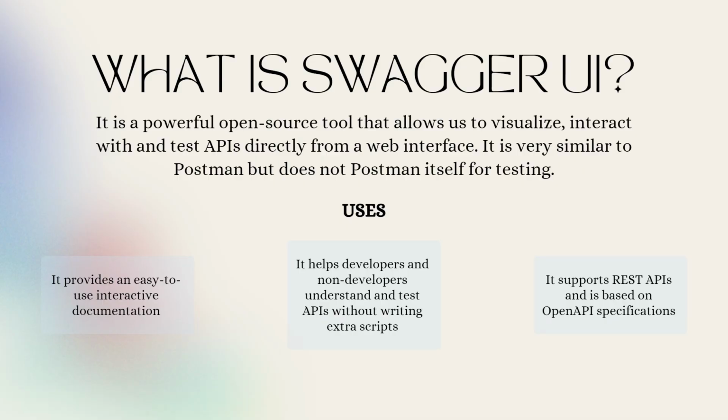Finally, it supports the REST APIs and is based on Open API specifications. Swagger follows a standard called the Open API specifications, which ensures consistency across different APIs. Since many modern web services follow the standard, it becomes easier to explore and integrate the APIs from different sources.